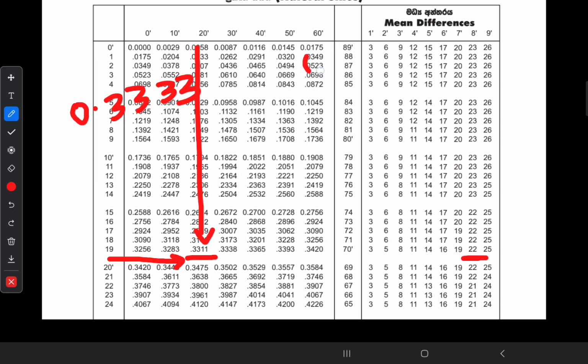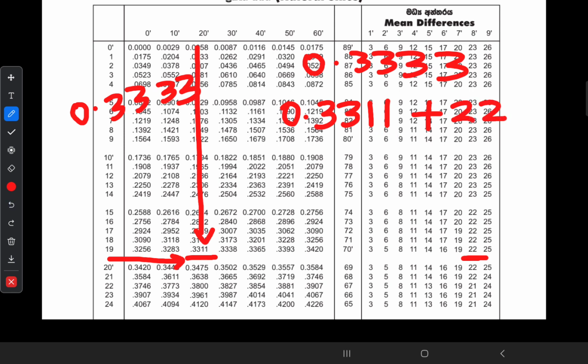I'll write this one: 0.3333 can be separated as 0.3311 plus 22. With the last two digits you should add the mean difference, and then we find its corresponding angle. So 0.3311 is 19 degrees 20 minutes, and the mean difference 22 is located at the 8th minute. When we add this, that gives 19 degrees 28 minutes.